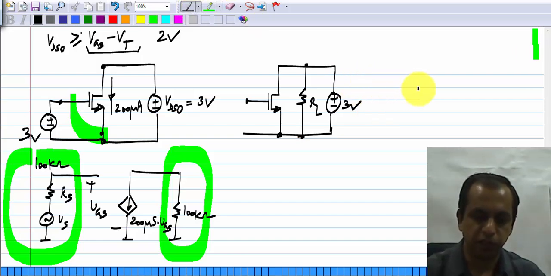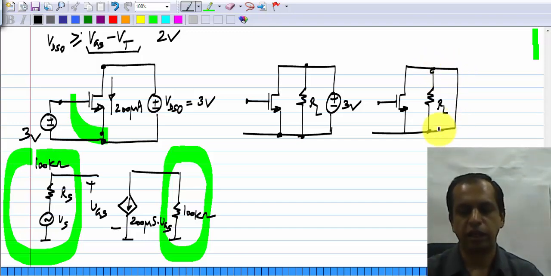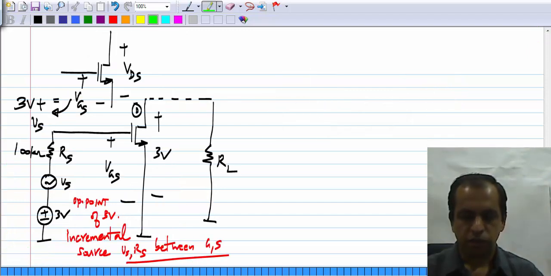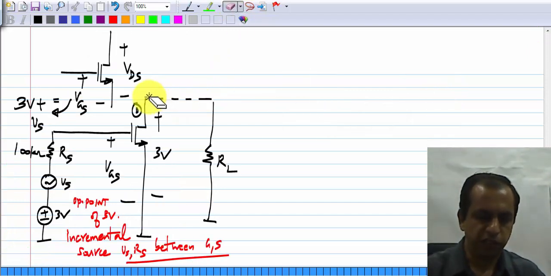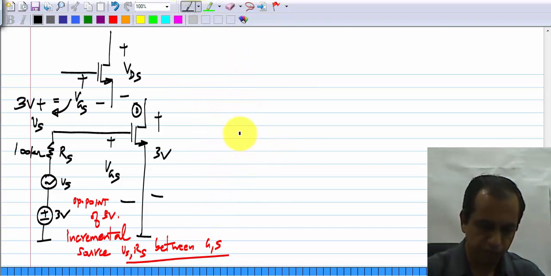It is not incremented, so it will be a short. So, in the incremental picture, RL will also be there, but it is not relevant, because we will have a short between drain and source. So, the incremental current source from this simply goes into the short circuit and there will be no voltage at all across RL. So, this is not useful. So, with a little bit of reasoning, you can see that the correct way to do this is the following.